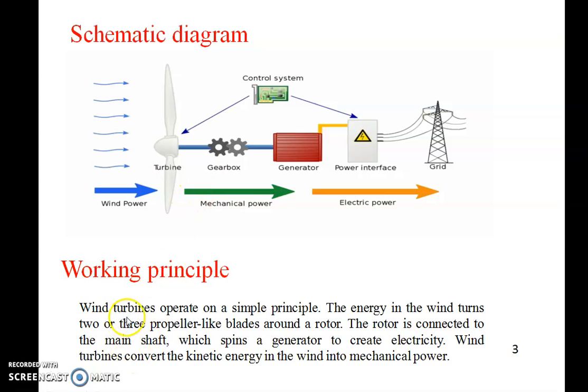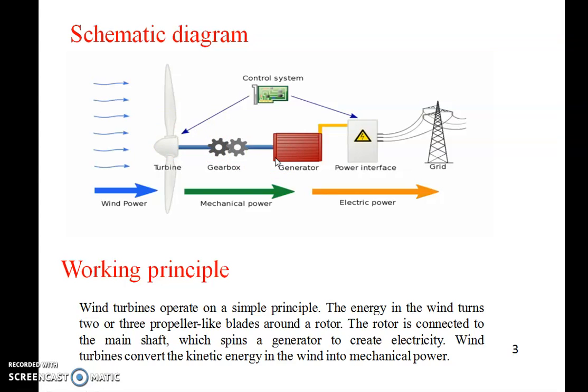Okay, so again, a wind turbine operates on a simple principle. The energy in the wind turns two or three propeller-like blades around a rotor. The rotor is connected to the main shaft, which spins a generator. Spins means rotates, spins a generator to create electricity. Wind turbines convert the kinetic energy in the wind into mechanical power. That means firstly we convert the kinetic energy of wind into mechanical energy with the help of the turbine. Then this turbine is coupled to the generator through different coupling arrangements as well as gearboxes.